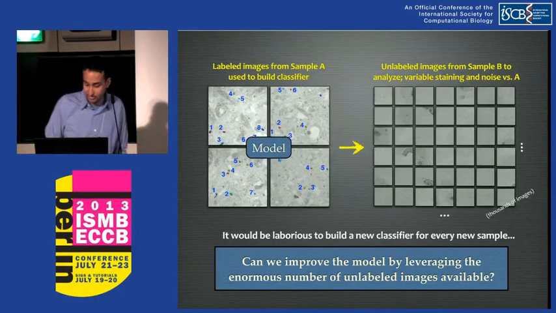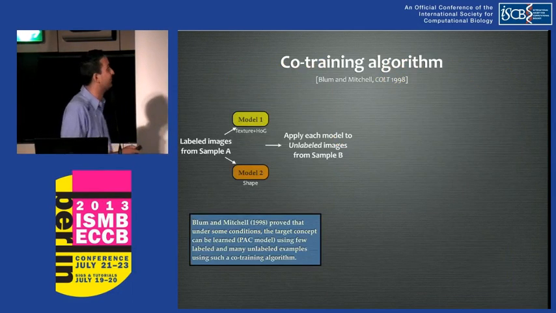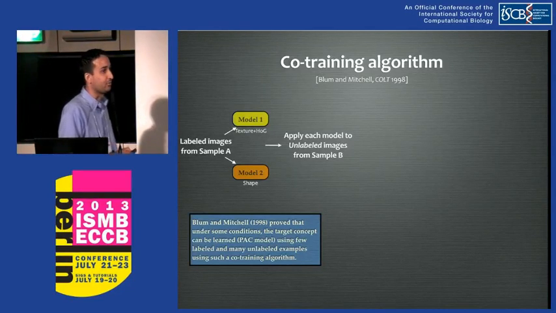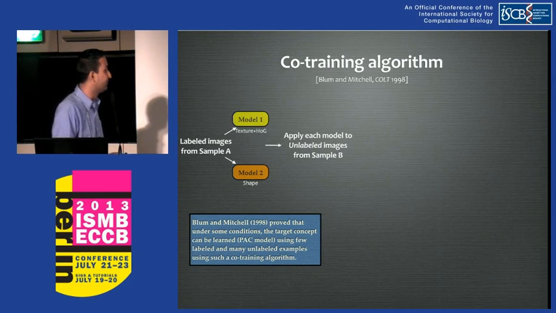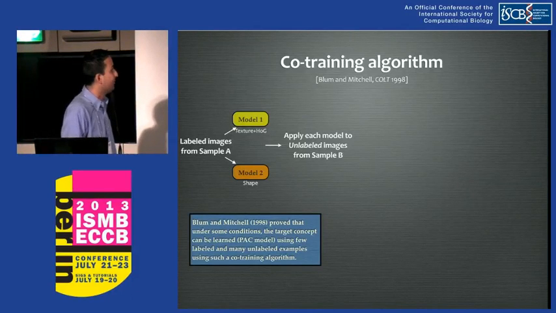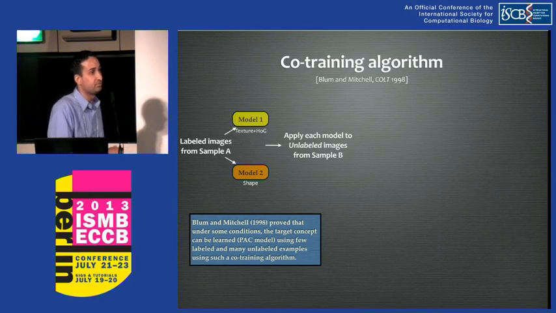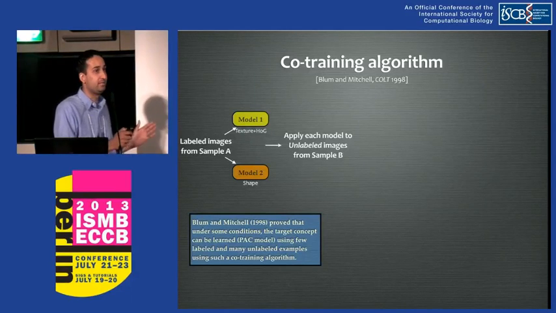And so what we did was we turned to semi-supervised learning. In particular, I'm going to describe a co-training algorithm proposed by Blum and Mitchell. They have a lot of interesting theoretical properties of this algorithm that you can read about. But the basic idea is the following. I have some labeled images from my original sample A, and I have these two different independent feature sets, one based on the intensity features and one based on the shape features.